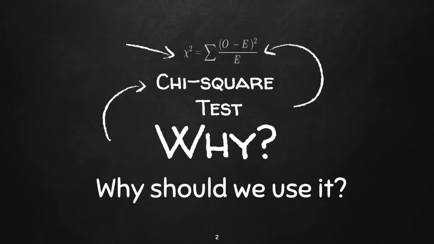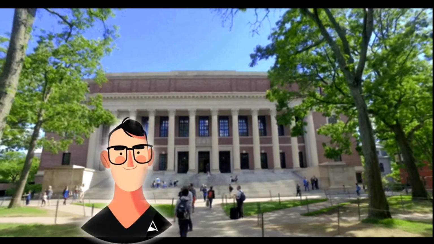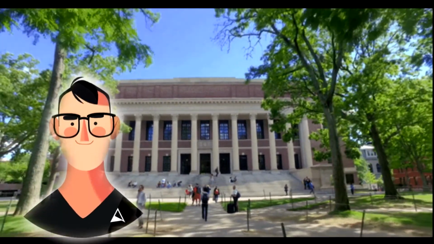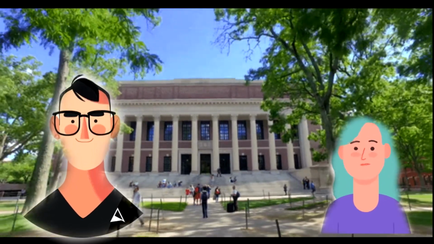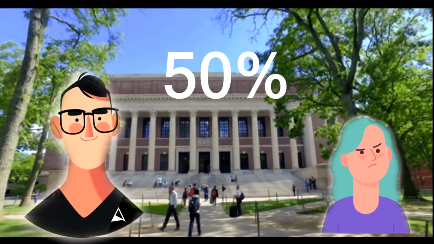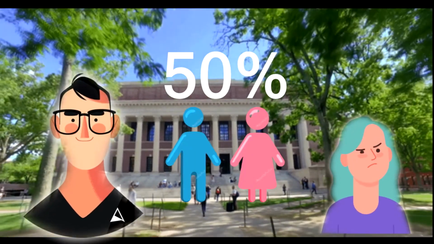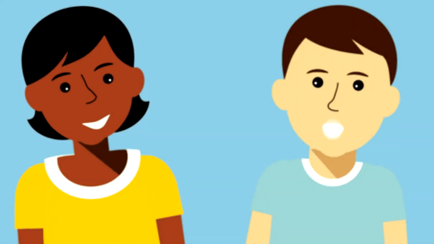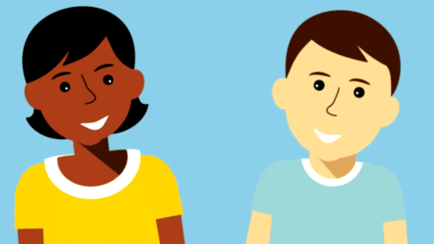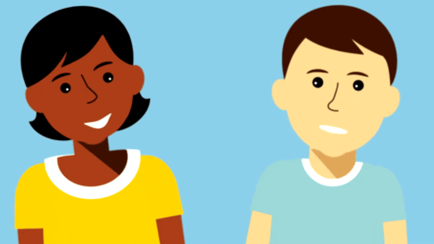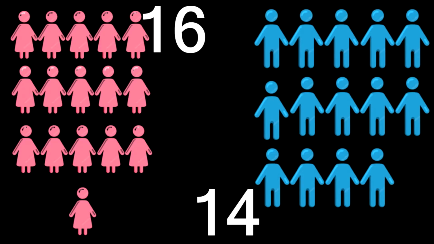Let's look into this example. Let's assume that you are a college student in a large university, and your classmate makes the claim that the population of the students in a university is 50% male and 50% female. But you are not convinced on his claim. To convince you, your classmate proposed an experiment and said, let's randomly choose 30 students and let's see the distribution of the genders.